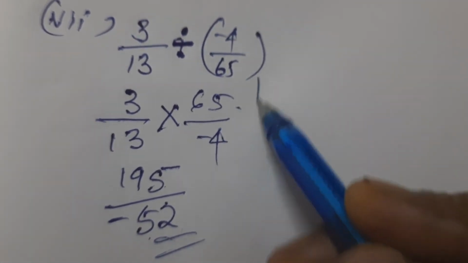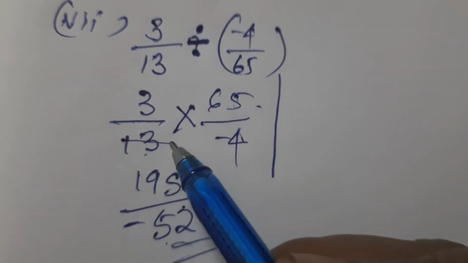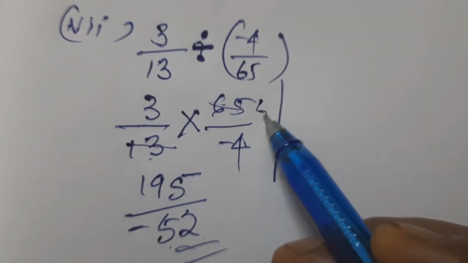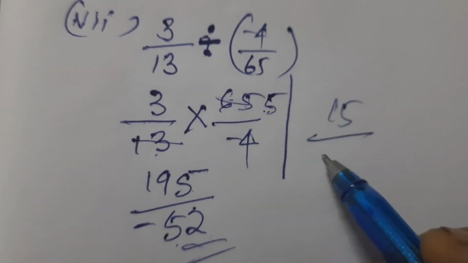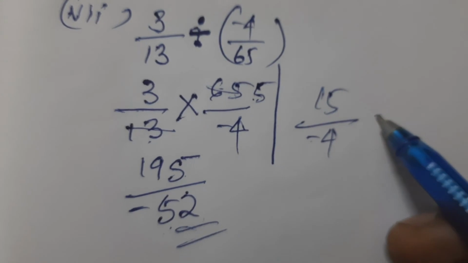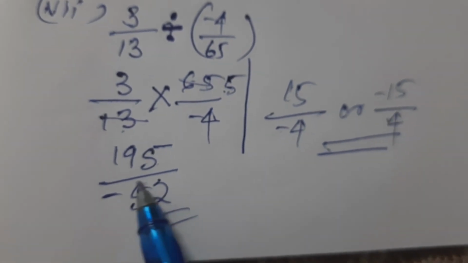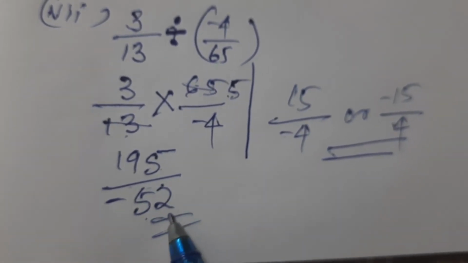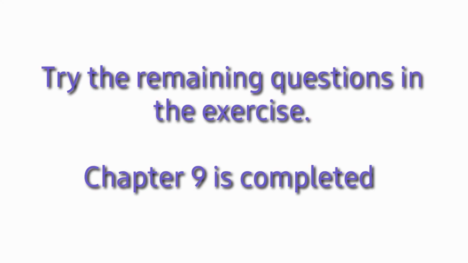Or you can reduce it from here itself. 65 can be divided with 13 and 13 goes 5 times in 65. So we get 5 3s are 15 by negative 4 or negative 15 by 4. So either we can simplify it here itself or we can write it as 195 by 52 and then simplify it. Children, thus we have completed the chapter 9.